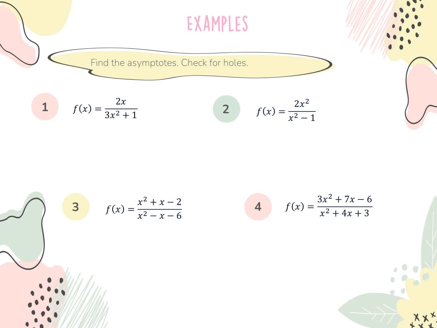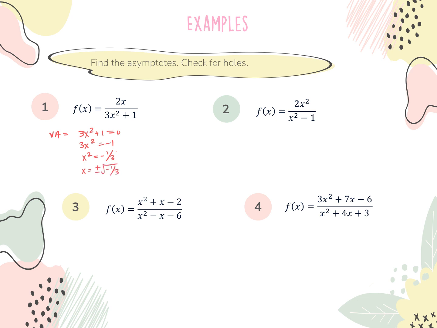So this one does not have any holes. I'm just going to start looking for my asymptotes. Again, for the vertical asymptote, I'm going to set the denominator equal to 0 and find the x value that makes that happen. So I get x squared equals -1/3, so x equals the positive and negative square root of -1/3.